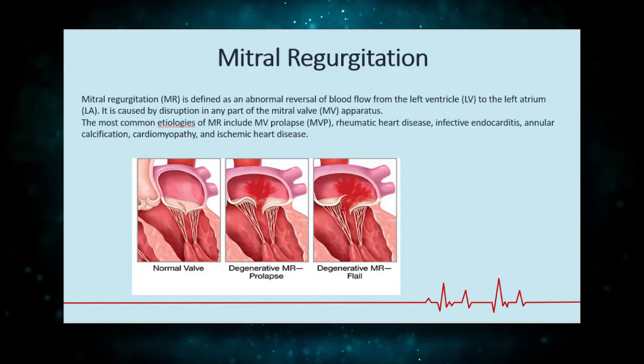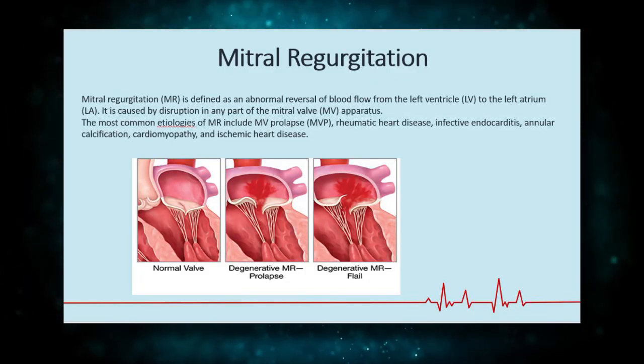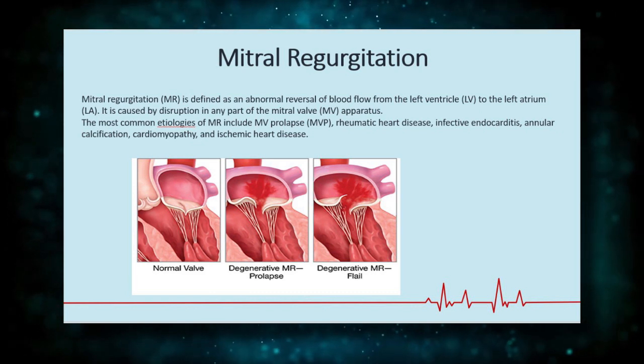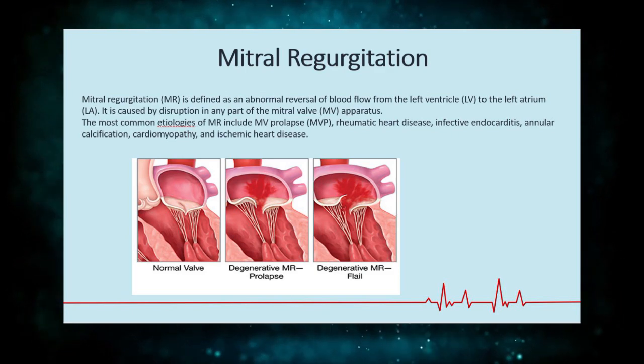The second part of this presentation will be on mitral regurgitation. It is defined as an abnormal reversed flow of blood from the left ventricle into the left atrium, and this may occur due to any disruption of the mitral valve apparatus. The most common etiologies include mitral valve prolapse, rheumatic heart disease, infective endocarditis, annular calcification, cardiomyopathies, and ischemic heart disease.